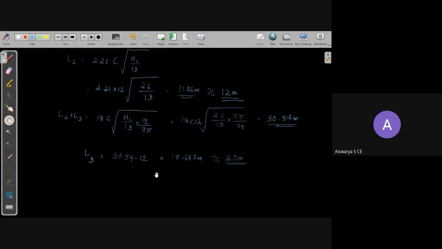Then L4 value. L4 is L3 divided by 2, sorry, not 20. When you do L3 divided by 2, directly you get 20 by 2 as 10 meter. If instead of 20 meter we provided 19 meter, when you divide it by 2 you'll get 9.5. Again, you need to round it off to 10 meter. So instead of that, just round off to 20 meter, then L3 by 2 gives you 10 meter.